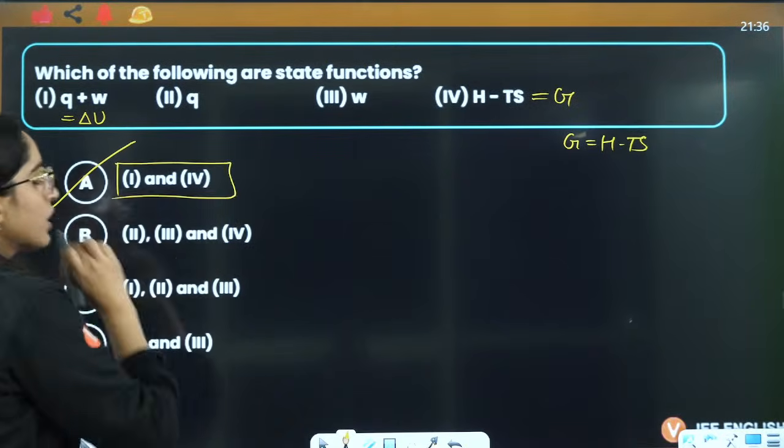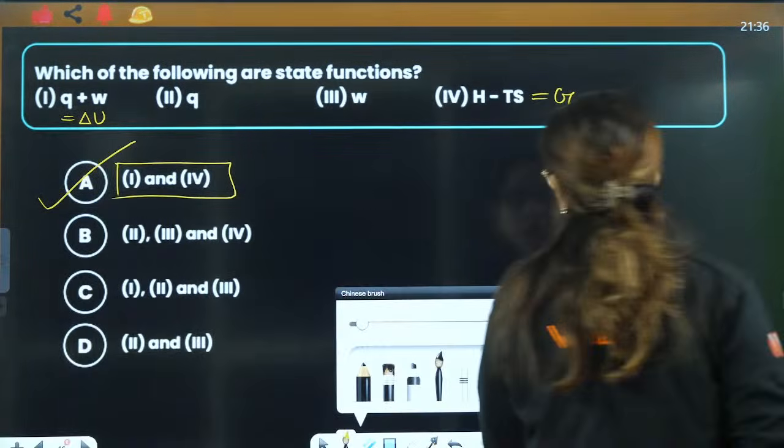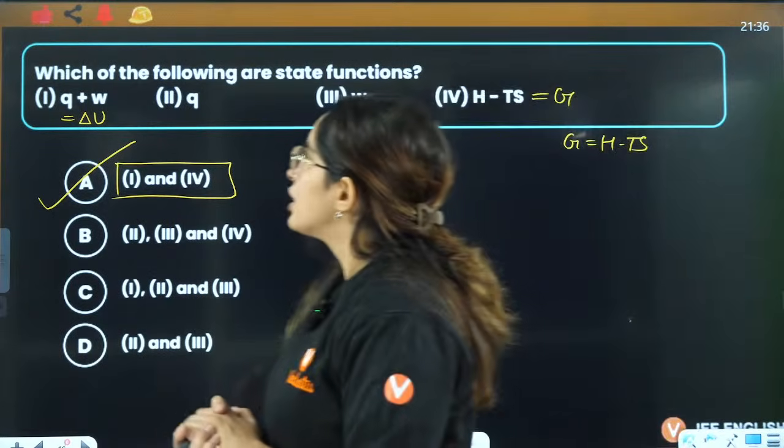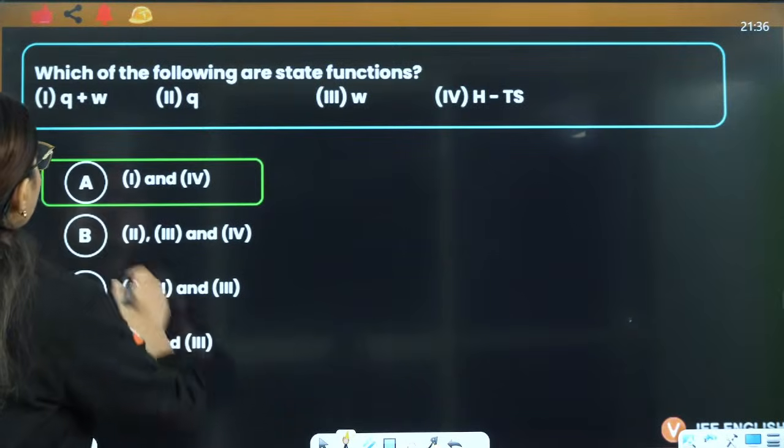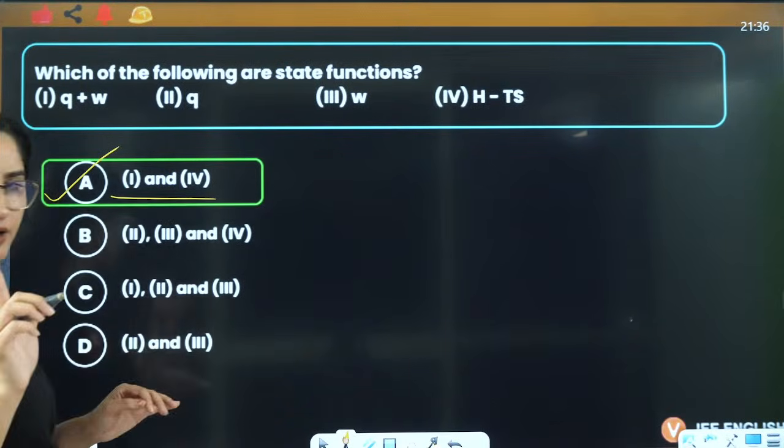So 1 and 4. Because from the first law of thermodynamics, you can say Q plus W is equal to delta U. So that's why we can write that the first and fourth are state functions.